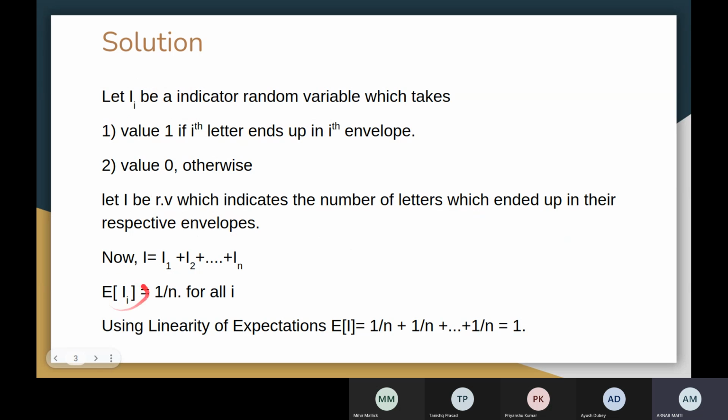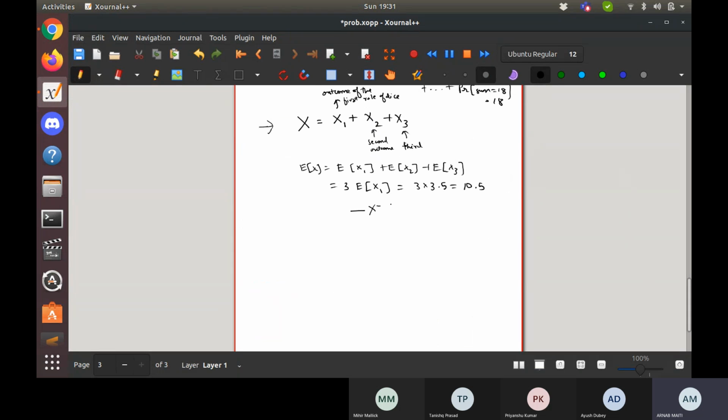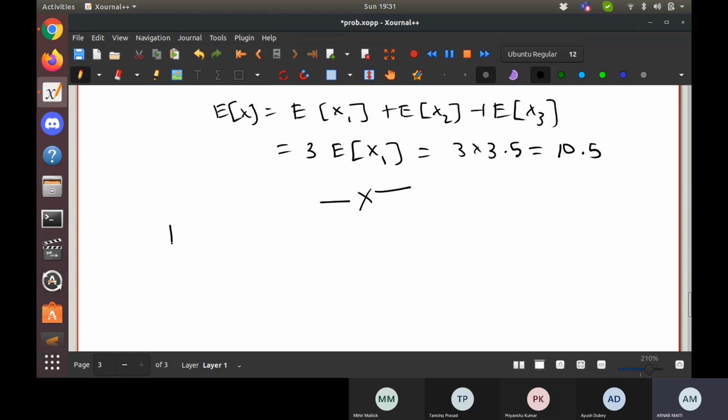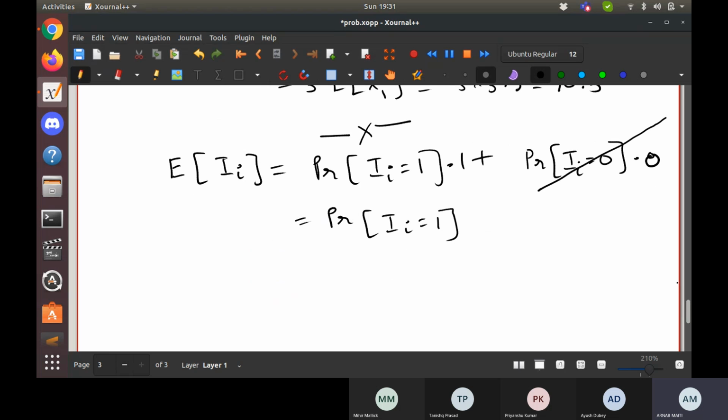Now each of these variables is identical. What is the expectation of I subscript i? It's 1 by n. Reason being, I'll write it here. The expectation of I_i is nothing but the probability that I_i is equal to 1 times 1, plus the probability that I_i is equal to 0 times 0. Since this is 0, it gets cancelled. So you just have to focus on finding the probability that I_i is equal to 1. If you do a random permutation, what is the probability that the ith letter ends up in the ith envelope? It's 1 by n.